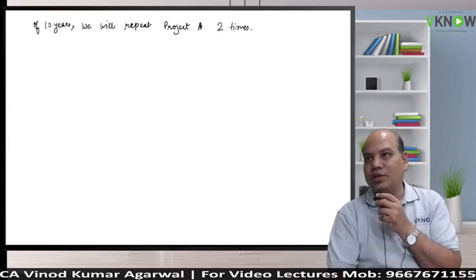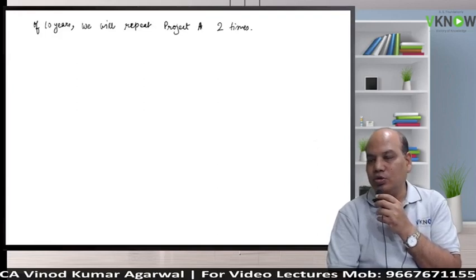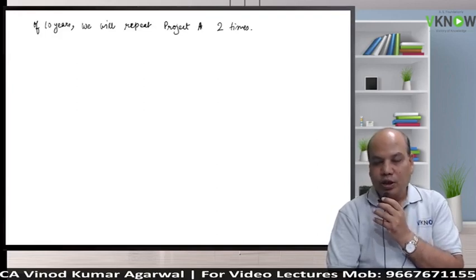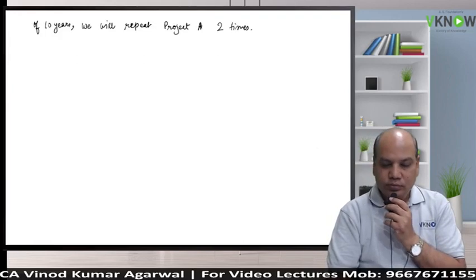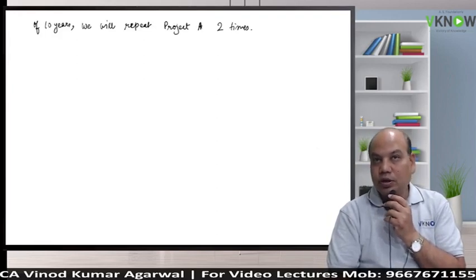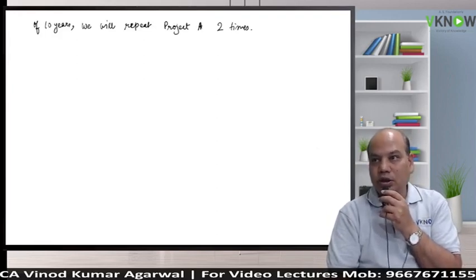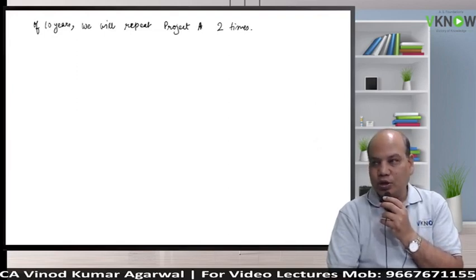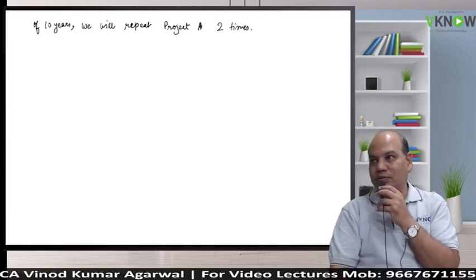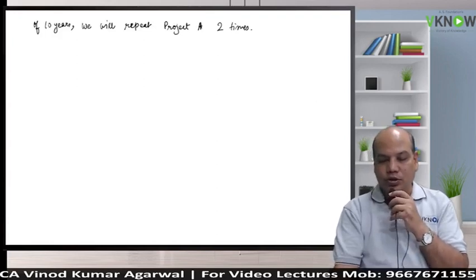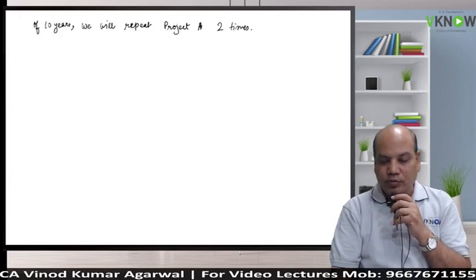So you have to take the LCM of both the numbers. So you will find a common life. Calculate NPV on the basis of common life. If it is 3 and 5, then 15 years we have to take. Project A will be repeated 5 times. Project B will be repeated 3 times. Normally they don't give such questions. It takes a lot of time to solve.